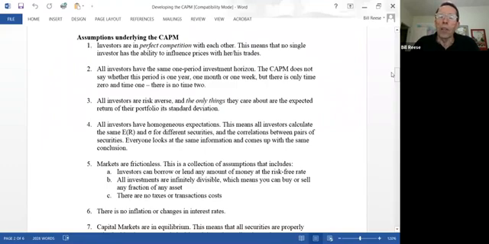Number 3, investors are risk averse. Now, this is an assumption. We talked about it quite a bit in earlier videos, but it is an assumption because not everybody believes that all investors are risk averse. But even more so, what's critical here is that in number 3, it says the only things that investors care about are the expected return of their portfolio and the standard deviation of their portfolio.